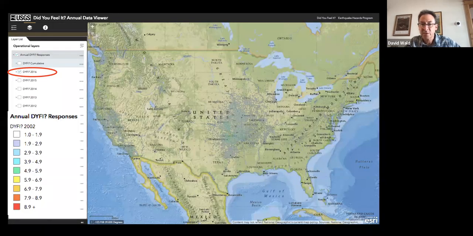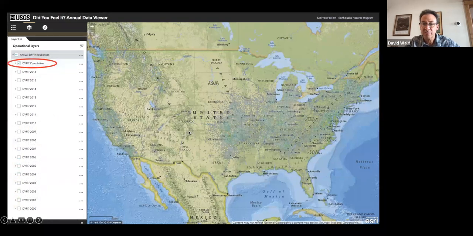The system's been running for about 20 years now. This is 2016, and you can see that the central east US is really dominating shaking, and that's because of induced earthquakes due to wastewater injection from mostly petroleum exploration. But you could see California and the Pacific Northwest lighting up as well. And over time, if we look at 20 years completely, we start to see the pattern of earthquakes that happen over a longer time period in the United States.